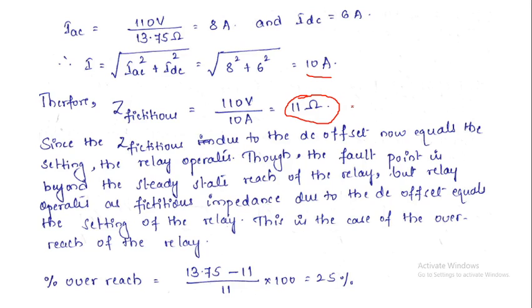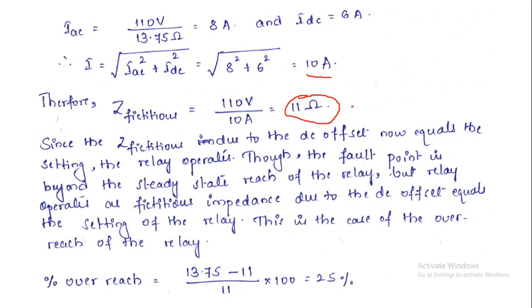So this is a case of overreach of the relay. Though the fault point is beyond the protective zone of the relay, the protective zone is up to 11 ohms. It is operating even for 13.75 ohms, because it is operating beyond the reach. Hence the name overreach. So the case is known as overreach of the relay. And the additional percentage of protection it is providing is given by the percentage overreach: 13.75 minus 11, divided by 11, into 100, gives me 25%. So it is providing additional protection of 25%.